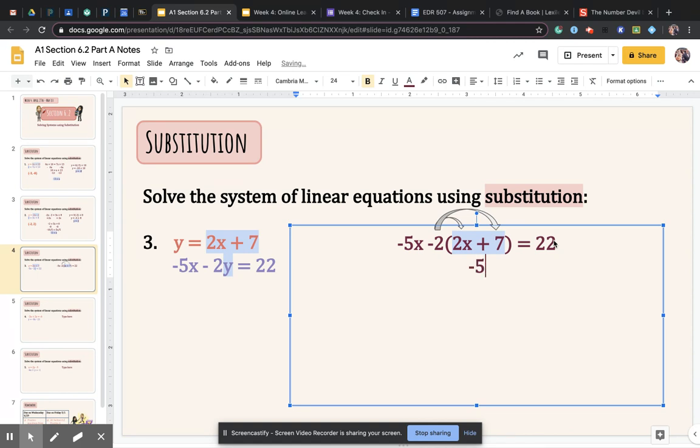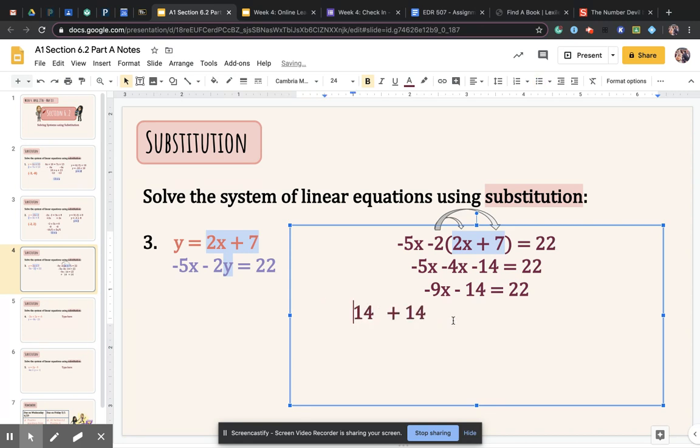So negative 5x stays the same. Negative 2 times 2x gives us negative 4x. Negative 2 times 7 gives us negative 14, and it's equal to 22. We can combine like terms to get negative 9x minus 14 is equal to 22. I can add 14 onto both sides.